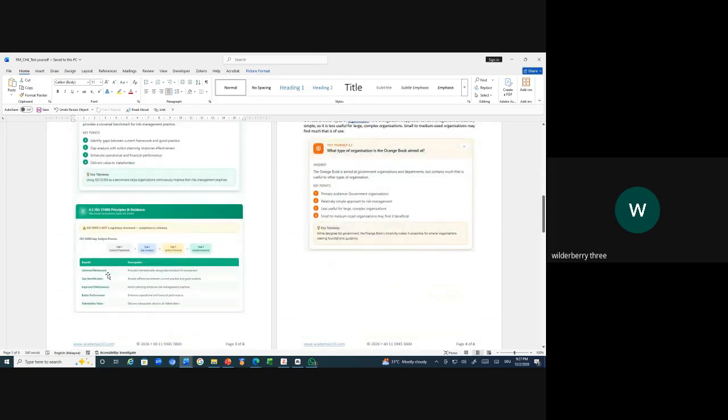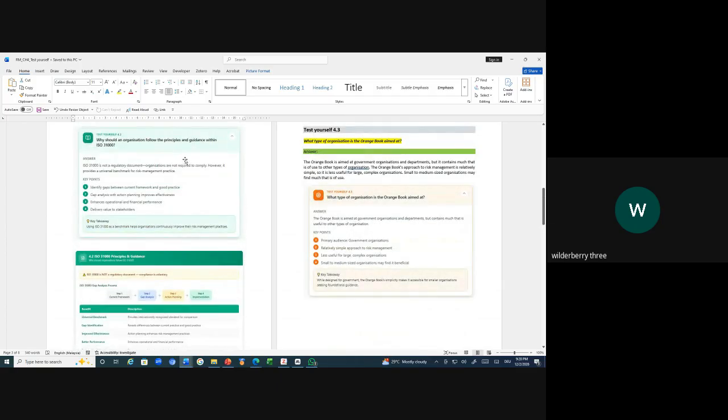You see here the benefits: better performance, improved effectiveness. Shareholder value should also be improved, because ultimately, if you organize efficient risk management, it leads to higher value added.